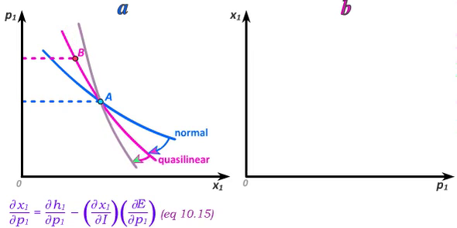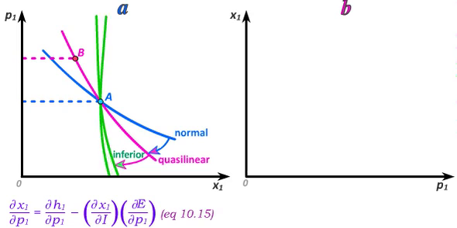If we again retain the same size substitution effect, but now add an income effect in the opposite direction, we'll get the demand curve, the uncompensated demand curve, for a regular inferior good. And if we make that income effect really big, we'll get a Giffen good with an upward sloping uncompensated demand curve.